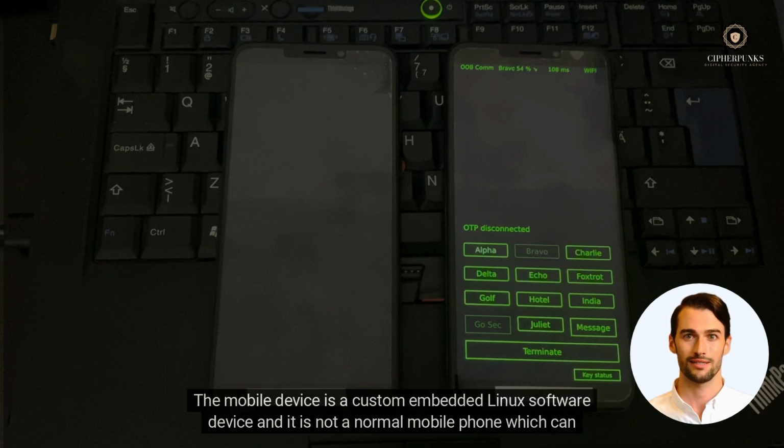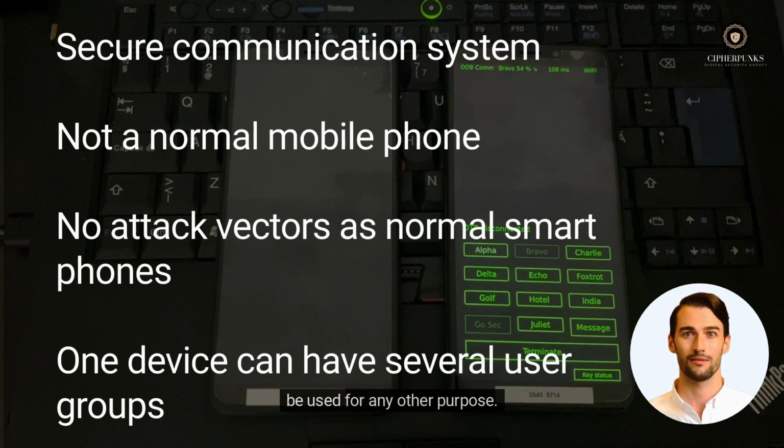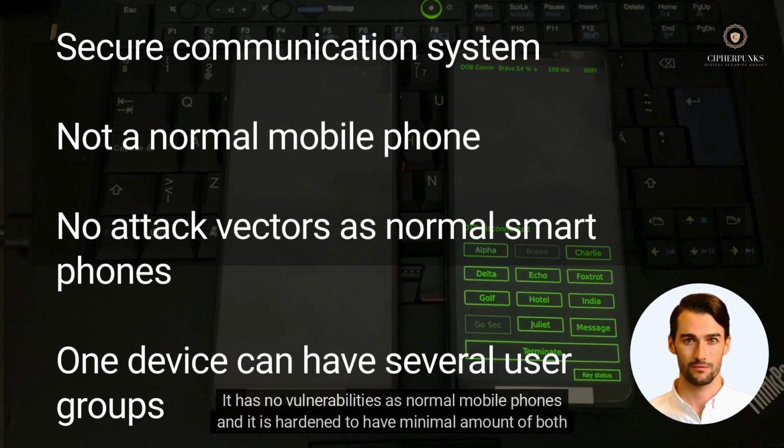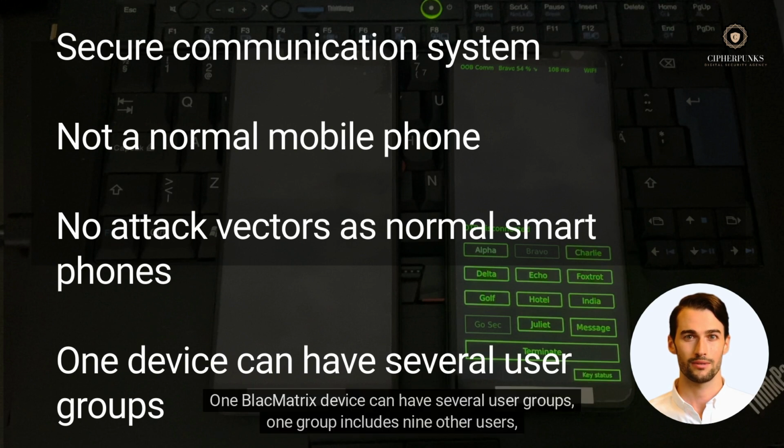The mobile device is a custom embedded Linux software device, and it is not a normal mobile phone which can be used for any other purpose. It is meant only for secure calls and chat between the closed user group. It has none of the vulnerabilities of normal mobile phones, and it is hardened to have a minimal amount of both online and physical attack vectors. One BlacMatrix device can have several user groups.